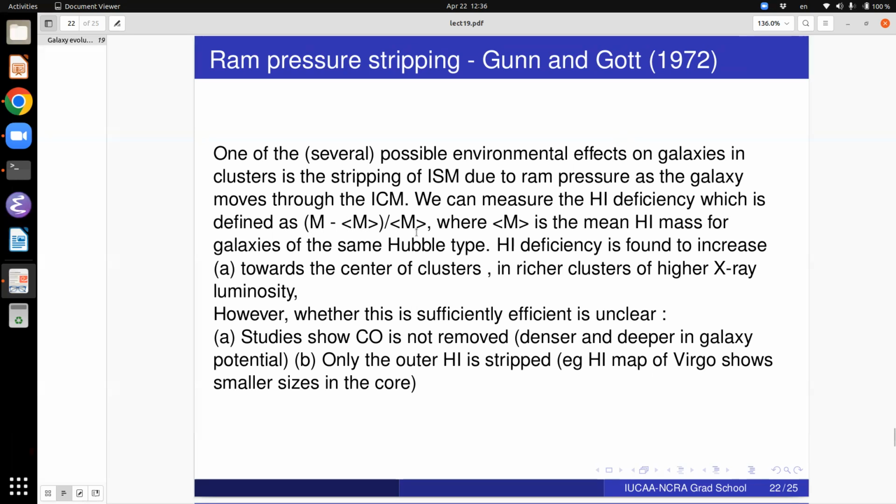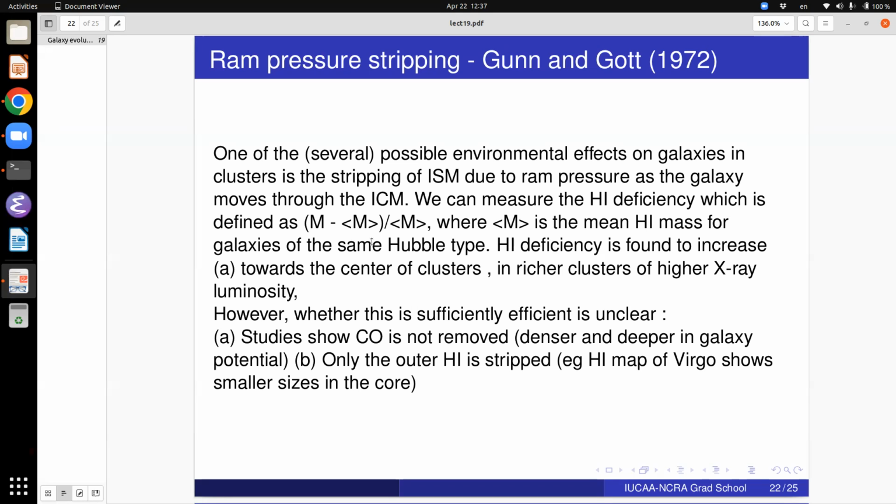M minus M average, over M average, where M average is the mean H1 mass of galaxies of the same Hubble type. So this is the mass of H1 that you measure for your galaxy, and this is the mean for that type. If you have a spiral galaxy, you take the mean mass of spiral galaxies and subtract. H1 deficiency is found to increase towards the center of clusters, in richer clusters of higher X-ray luminosity.